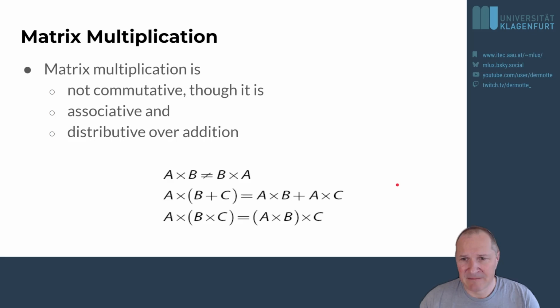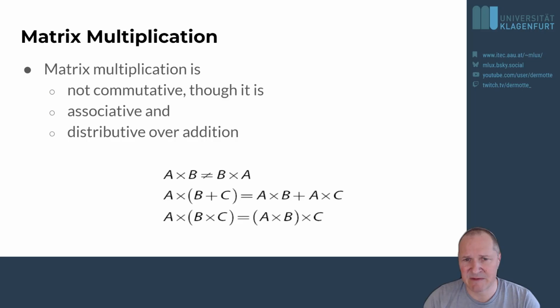Matrix multiplication is not commutative, though it is associative and distributive over addition. So the formulas are below, just to keep in mind that you cannot switch A and B if you multiply them. A times B is not B times A. The rest works as we know it from elementary school.